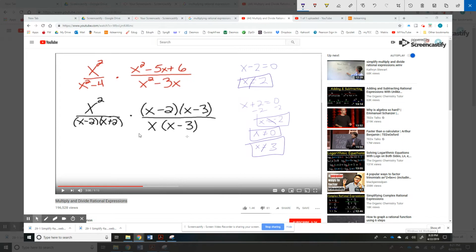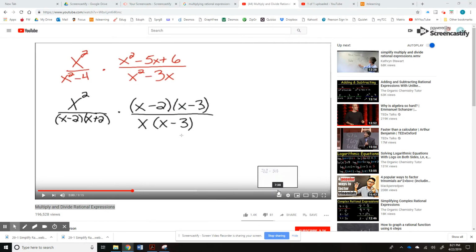Anyway, I'll move over. But at the very beginning of the problem, when you first factor all of the denominators, take each denominator, set it equal to 0, and that's where you find your restrictions. Okay, let me see if I can show you real quick where he does the division.